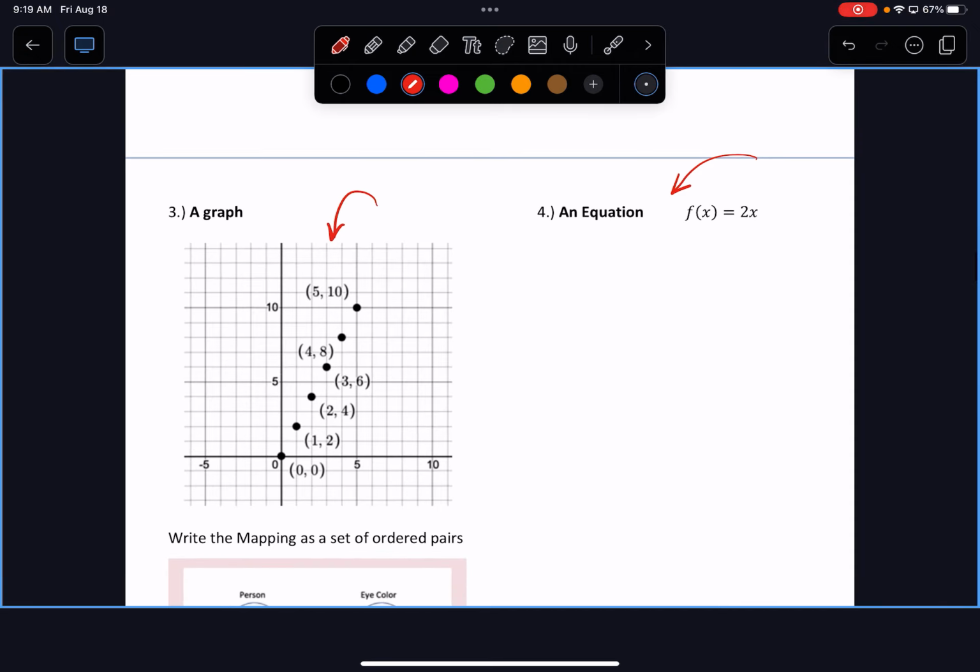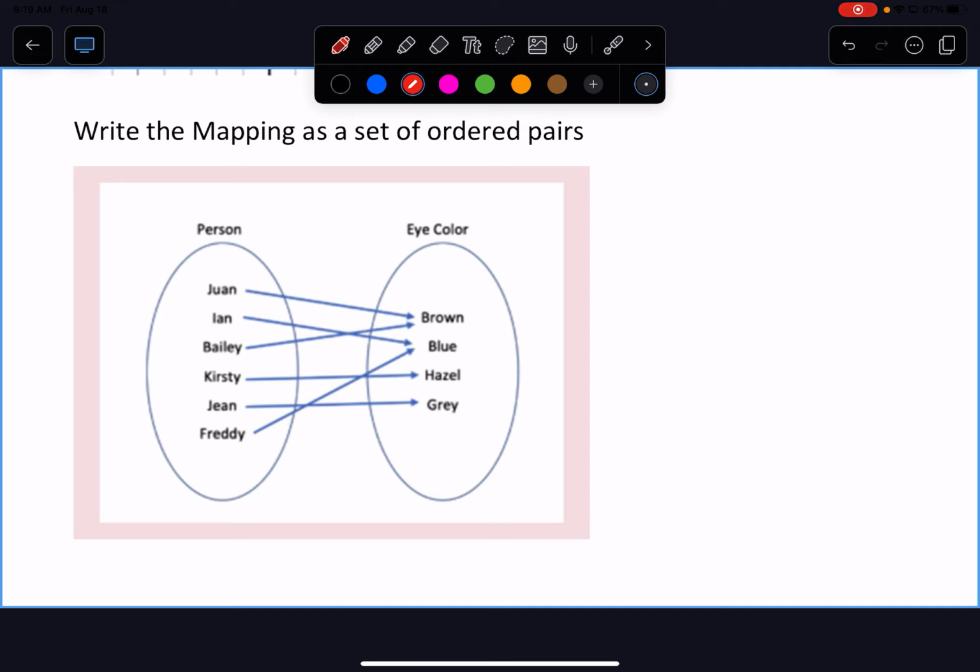Okay, let me show you an example. I would just watch this. It's too easy. This is similar to what a homework problem and a test problem would look like. It says, write this mapping as a set of ordered pairs. Super easy. Instead of having the circle thing, they want it as an x, y point.